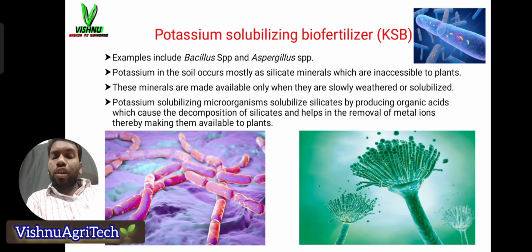Potassium solubilizing microorganisms solubilize the silicates by producing some organic acids which cause the decomposition of silicates and help in the removal of metal ions, thereby making them available to plants. So in this, what the potassium microorganisms are doing in the soil is releasing some organic acids on the surface of the silicates, solubilizing them after removal of metal ions, making them available to plants. So that is the reason they are available to the plants.